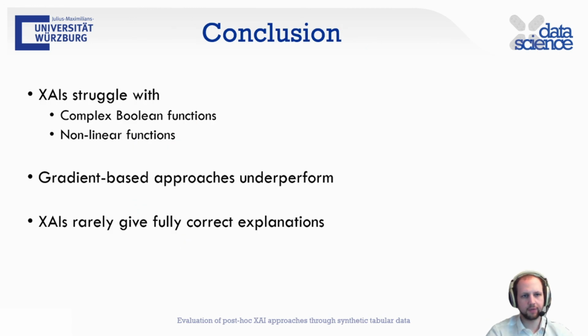In conclusion, we have evaluated 8 XAIs on categorical data, finding that all XAI approaches struggle with complex Boolean functions as well as heavily nonlinear functions. We also find that the investigated gradient-based approaches perform considerably worse than the perturbation-based approaches in our setting. And most importantly, we find that XAIs rarely give fully correct explanations for all data points, which motivates further research in assessing when explanations generated from XAIs can truly be trusted to support our decisions.